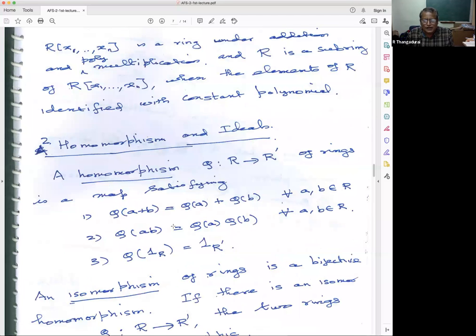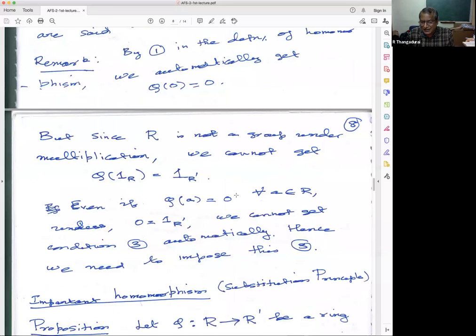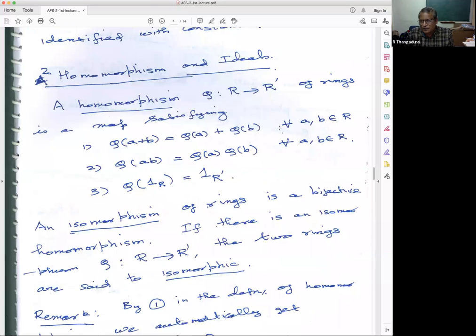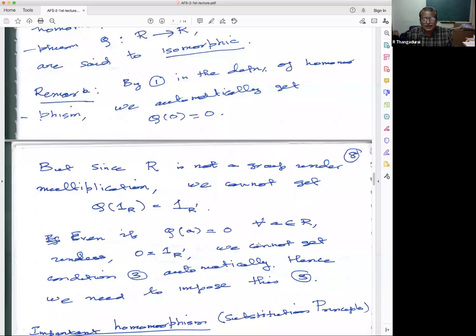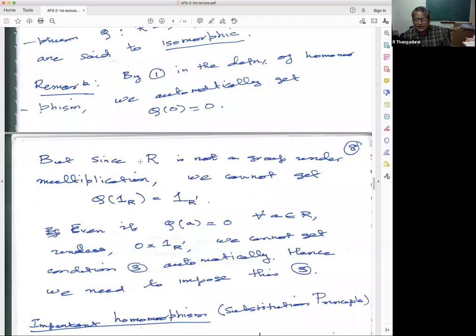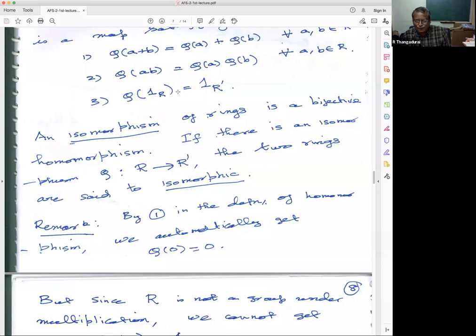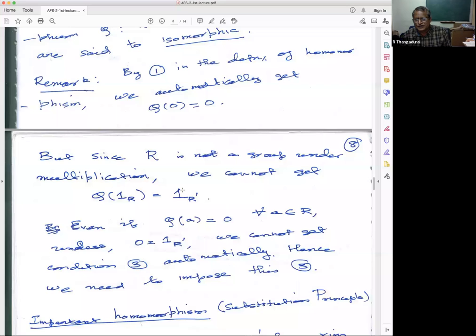So the zero map is not a homomorphism in general unless R' is the zero ring. That's what it says. So condition 3 is imposed. We are imposing it in the definition of homomorphism.